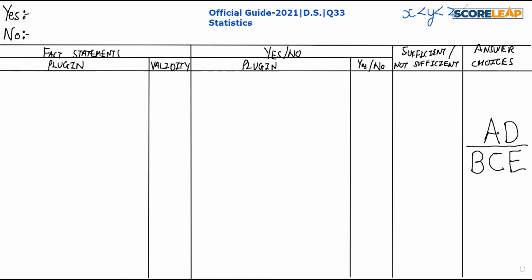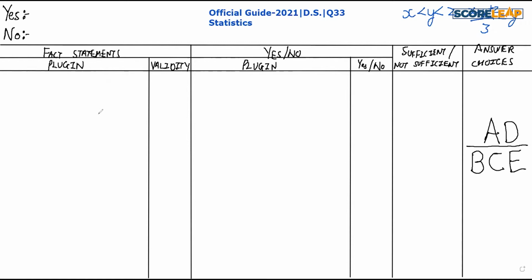Now we want to find out whether the mean, which will be (x plus y plus z) divided by 3, is equal to the median. The median will clearly be y. So it is clearly a yes or no type of data sufficiency problem. We need to define yes and no first, and then make a yes or no table.